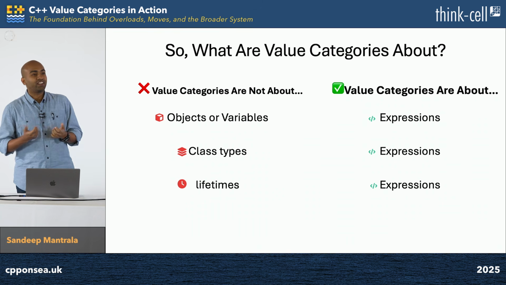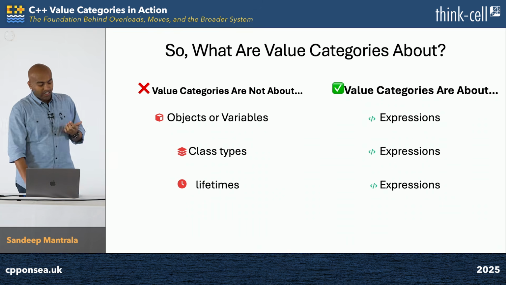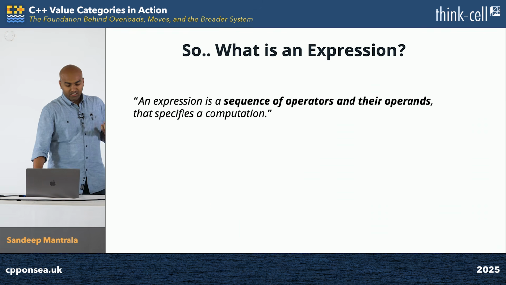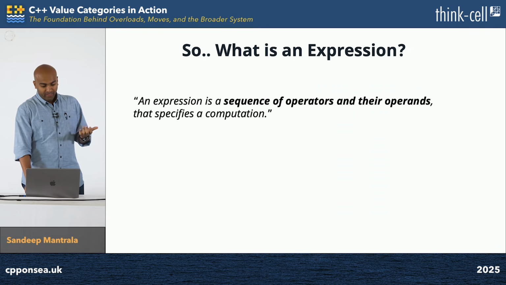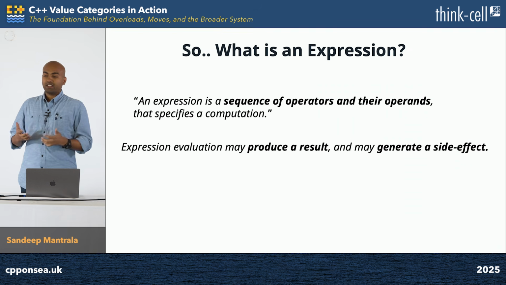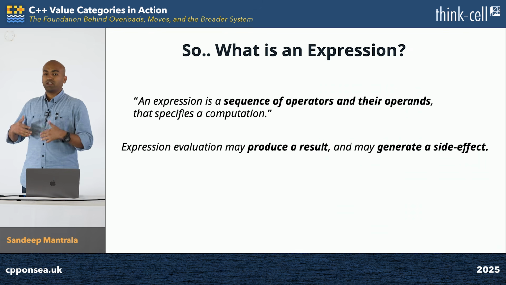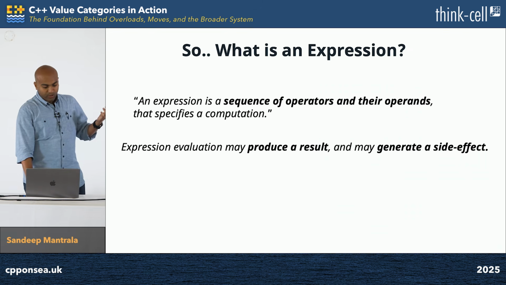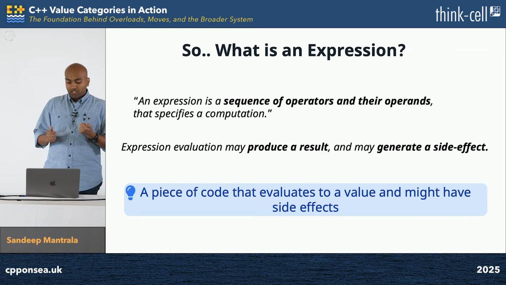Like, neither did I. So when I learned that they're really about expressions, I went on and looked at what expressions really are. The standard says an expression is a sequence of operators and their operands that specify a computation, and that it produces a result and can also have a side effect. Like for example, std::cout: when you print a value, the side effect is that you see something on the screen. So in short, any piece of code that computes to something and has some side effects, you can say that it is an expression.